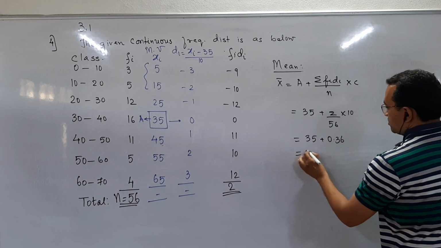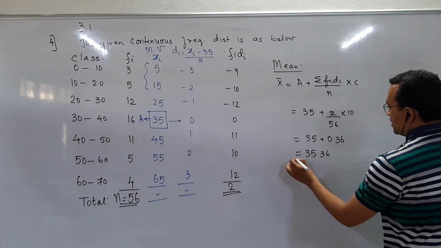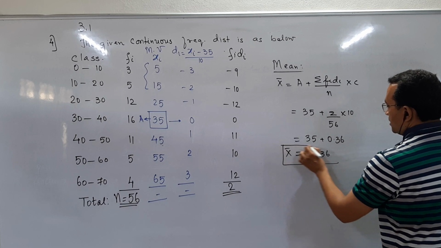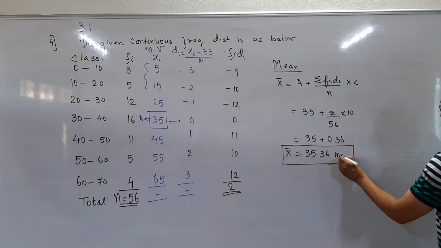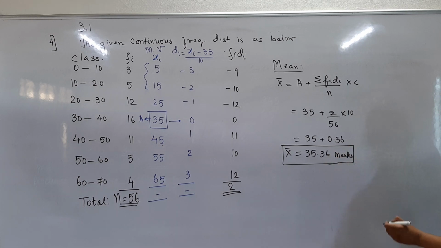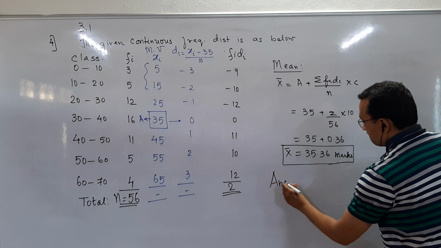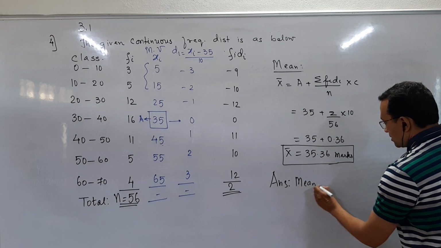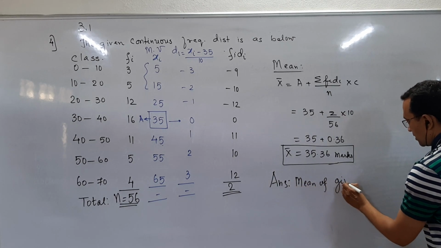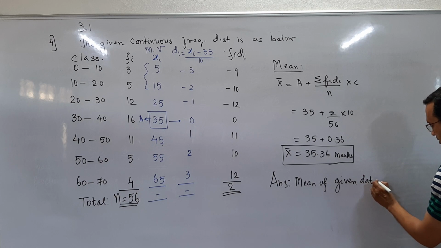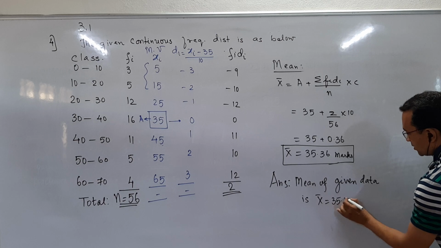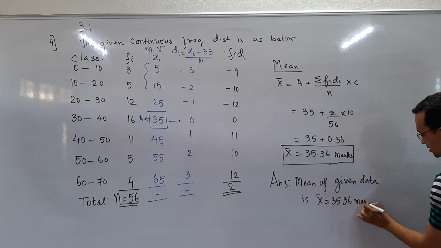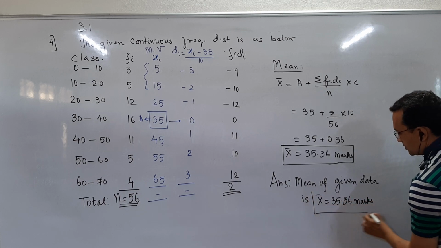So, this becomes 35.36, and the data is regarding marks. So, the mean marks are 35.36. Writing the final statement, answer: mean of the given data is x bar is equal to 35.36 marks.